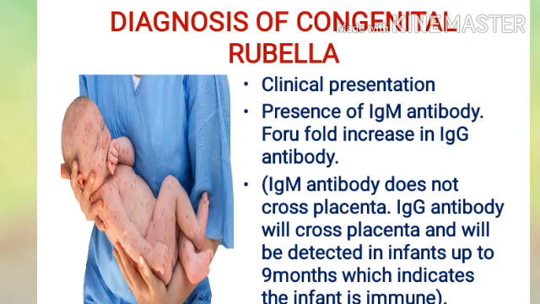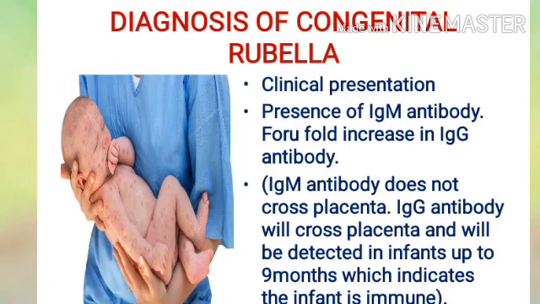If a newborn shows IgM antibody of rubella, definitely it indicates an active infection, because IgM antibody does not cross the placenta, but IgG antibody will cross the placenta, and it will be detected in infants up to 9 months. So it is said that if the mother is immune, the infant gets immunity up to 9 months. That is why the immunization against rubella is given after 9 months.